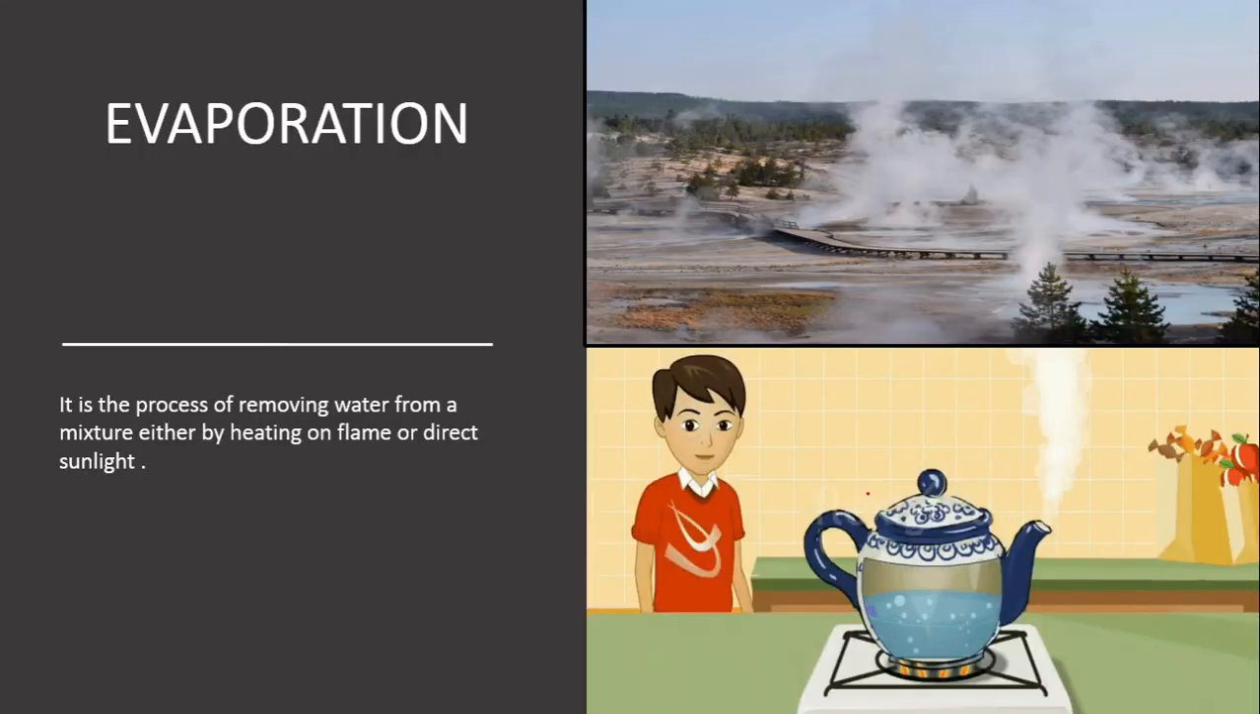At first, evaporation. It is the removing of water from a mixture either by heating on flame or direct sunlight. So as you can see, there is a mixture of water and salt in a kettle. After evaporating water, the only remaining residue is salt, and this is the process of obtaining salt from seawater.